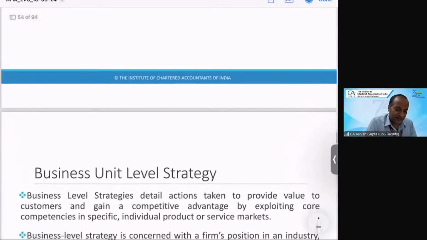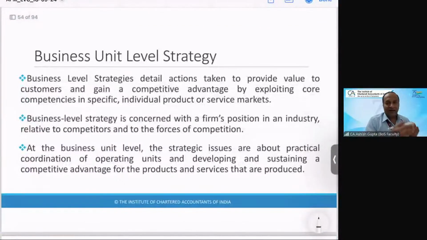Okay, now next comes the business unit level. Like ITC, they may have an FMCG unit, hotels, and a paper unit. So this comes the business unit level. Accordingly, different businesses may have different perspectives. Corporate has a broad perspective, and whatever the corporate has decided, the business unit level has to implement.